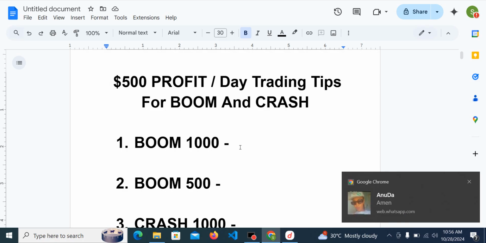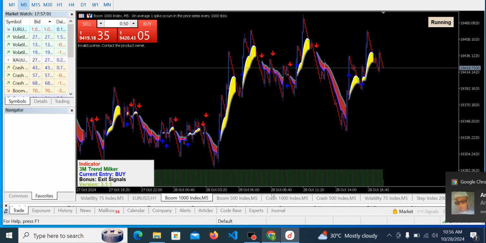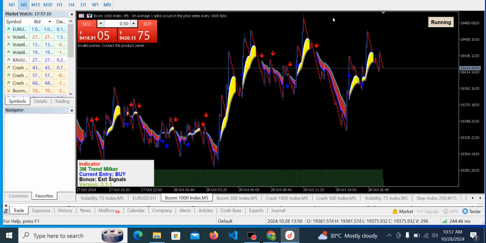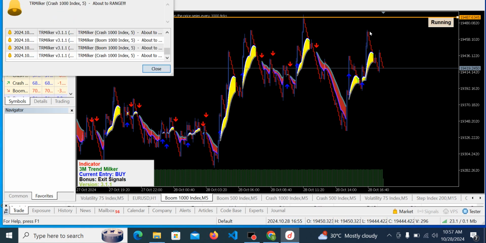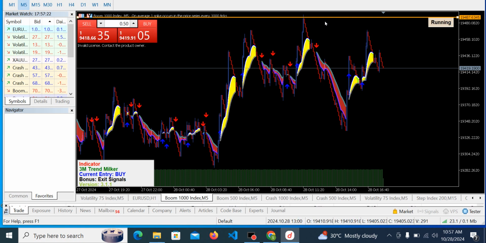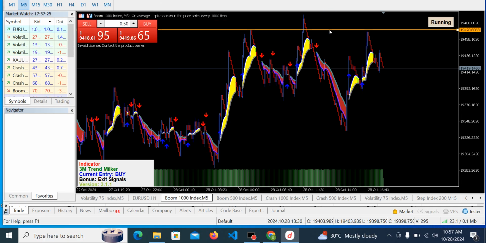Starting with Boom 1000. Okay guys, this is Boom 1000. I'm on 5-minute time frame and I'm using the 3M Trend Milka trading indicator to do my analysis right from here. This actually started an uptrend which came to an end at this resistance zone, and of course it was unable to break out from there, so it had a pullback. I mean, it sold till it got to this support zone, and of course went back up, and of course guys, it has not been able to break out from this particular resistance zone.